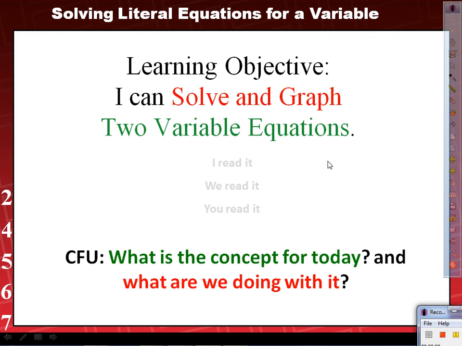All right, our objective for today: I can solve and graph two variable equations.